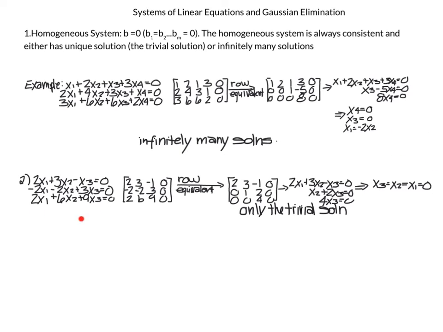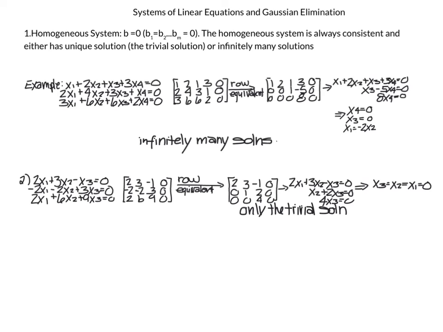Our second example is a system of equations starting with 2x1 plus 3x2 minus x3 equals 0, minus 2x1 minus 2x2 plus 3x3 equals 0, and finally 2x1 plus 6x2 plus 9x3 equals 0. Our augmented matrix is 2, 3, minus 1, 0, minus 2, minus 2, 3, 0, and 2, 6, 9, 0, which is row equivalent to 2, 3, minus 1, 0, 0, 1, 2, 0, 0, 0, 4, 0.